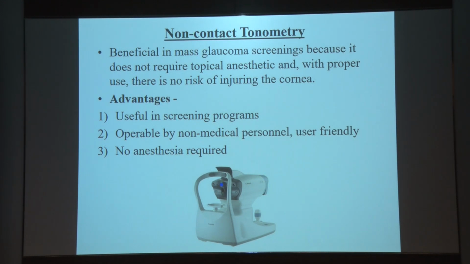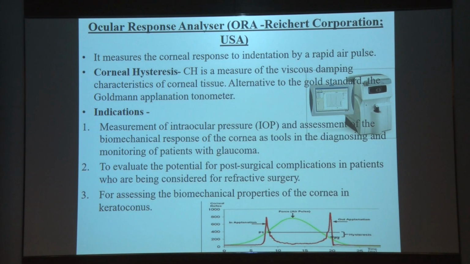The advantages are it is useful in screening programs, operable by non-medical personnel, it is user-friendly, and no anesthesia is required. The ocular response analyzer, which is by Reichert Corporation, USA, measures the corneal response to indentation by a rapid air pulse. It measures the corneal hysteresis, which is a measure of the viscous dampening characteristics of corneal tissue. It is an alternative to the gold standard, the Goldmann applanation tonometer.